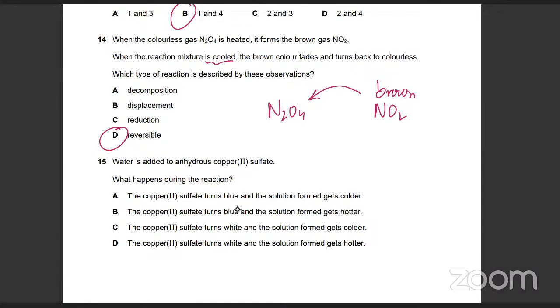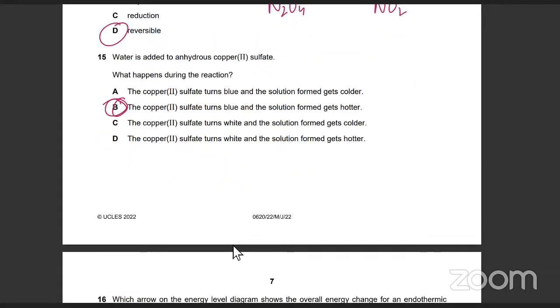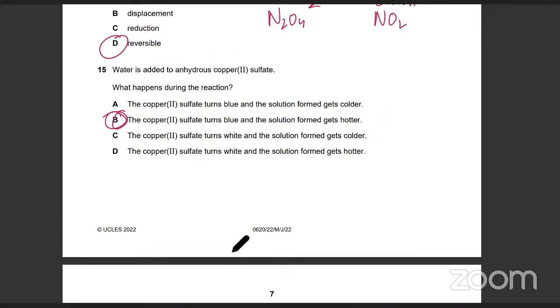And B is the answer that it's an exothermic reaction. The solution becomes hotter over time because water molecules are bonding to the copper sulfate. Okay, is this clear? Yes. Bond formation is always exothermic.